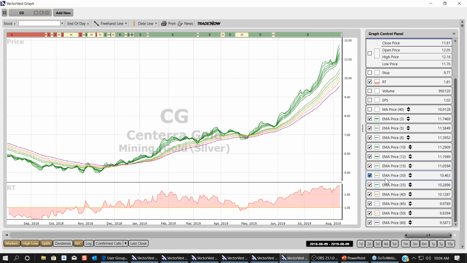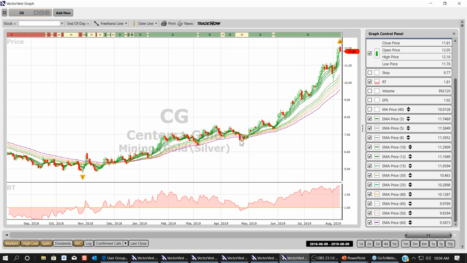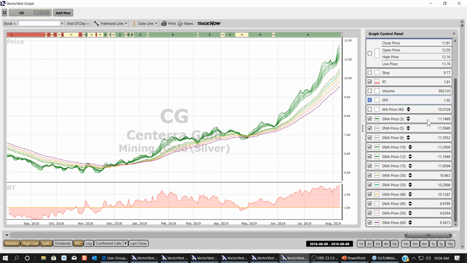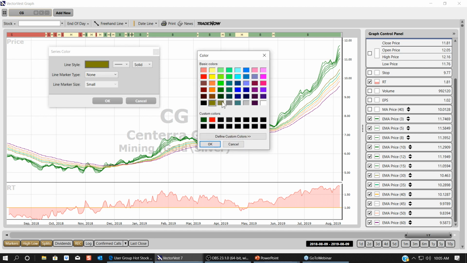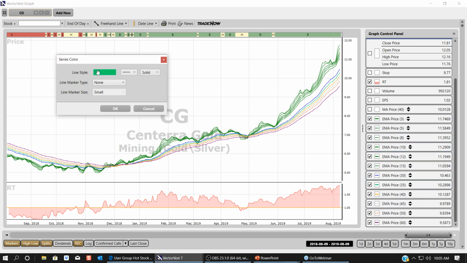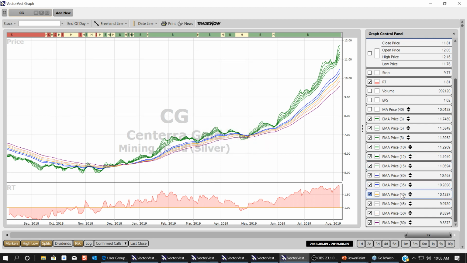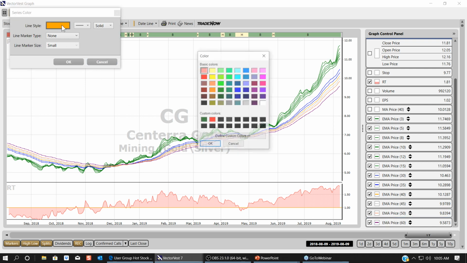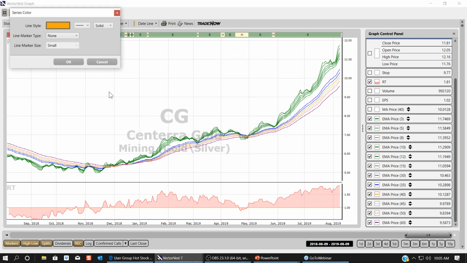And once again, I've made these blue. You can make them red. You'll notice I typically look at the chart without price. I mean, you can always add price back and look at things, but typically I just go this way. So I'm going to come to the 30, right click, change style, make it a blue, click OK. I'm going to come to the 35, right click, change style, make it blue, click OK. And the 40, change style, make it blue, click OK.